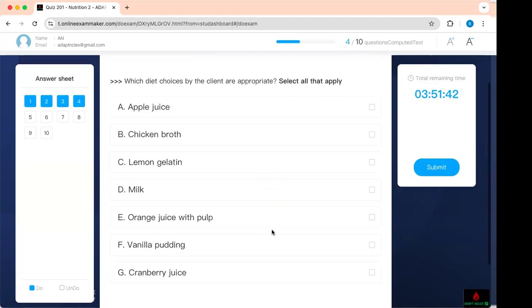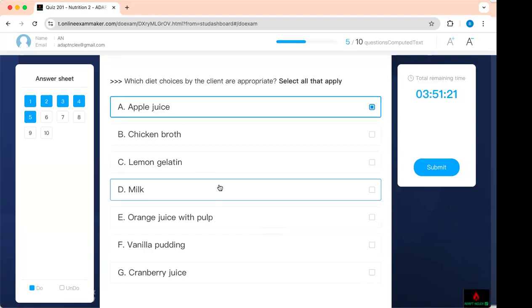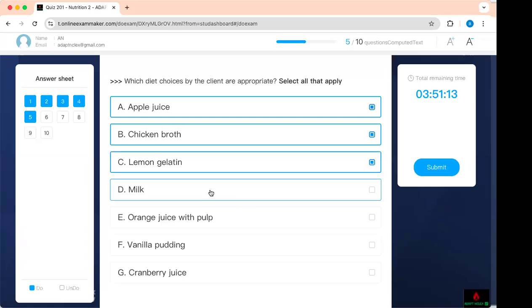Look at the answer choices and ask yourself. You don't have to memorize what constitutes clear, full, and regular. If I can see through, that is the key concept about clear liquid. If I cannot see through, that is the concept about full liquid. Therefore, apple juice, hey, I can see myself through. Chicken broth, I can see myself through. Lemon gelatin, it melts, it becomes yellow. I can see myself through.